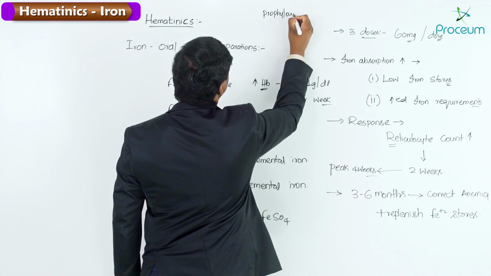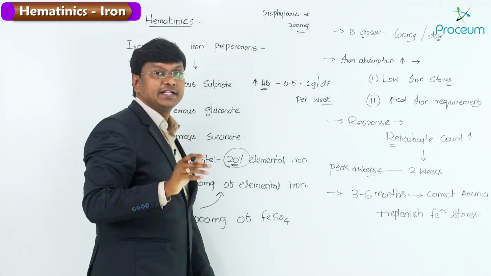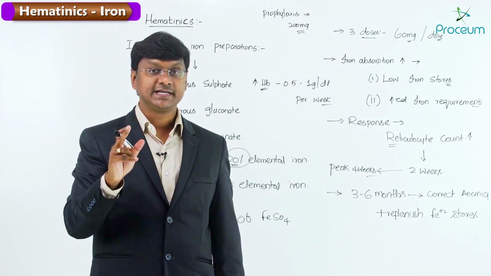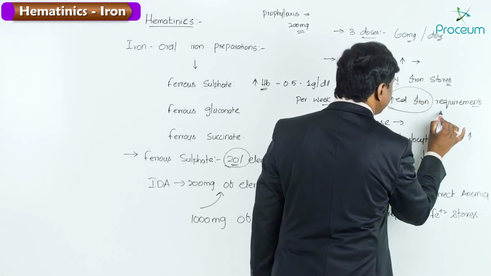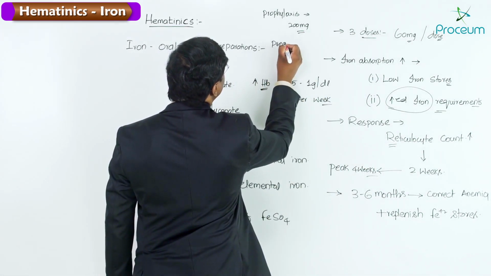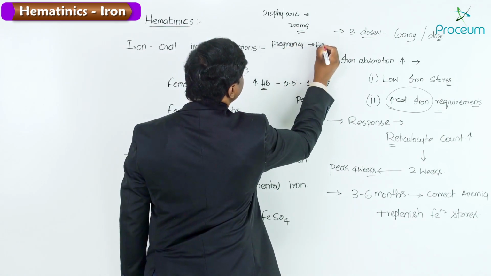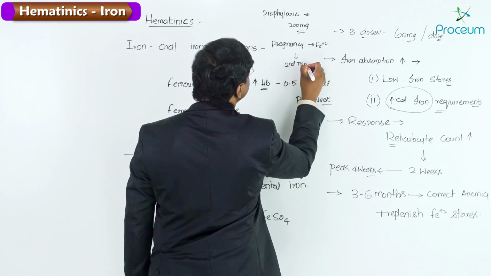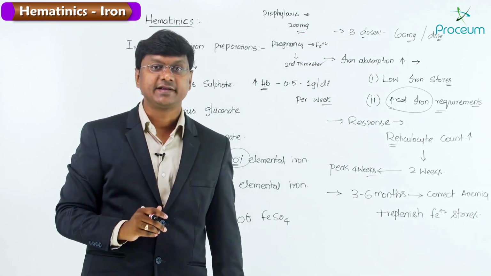Right, for prophylaxis of iron deficiency, 200 milligrams of the ferrous sulfate once daily is enough. In pregnancy, iron should be started in the second trimester. So I said, there are certain scenarios where there is increased requirement, and one among that is pregnancy. So when should you start the iron supplementation? The iron supplementation should be started in the second trimester.